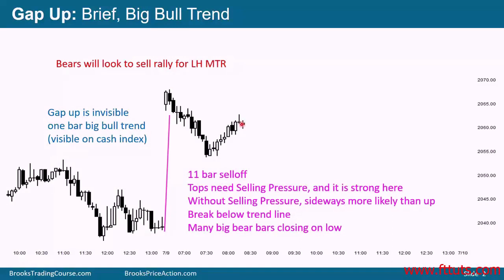Is this a lower high major trend reversal? Of course, we have a bull trend. We have pretty good selling pressure, and now we're rallying to a lower high. However, because it's in a very tight channel, it's more likely a minor reversal and unlikely to lead to a bear trend at this point.